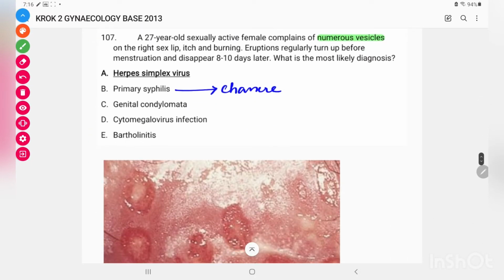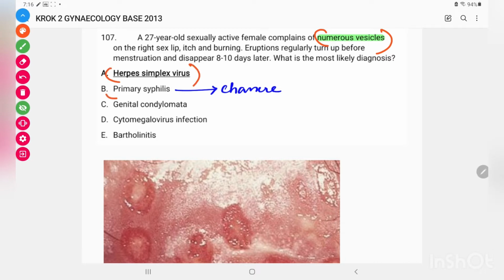Now, a 27-year-old sexually active female complains of numerous vesicles on the right labia, itching and burning. Eruptions regularly turn up before menstruation and disappear 8 to 10 days later. What is the most likely diagnosis? There is just one point clearly mentioned: numerous vesicles on the labia, and she is a sexually active female. So now we know that vesicle formation is always seen in herpes simplex virus.